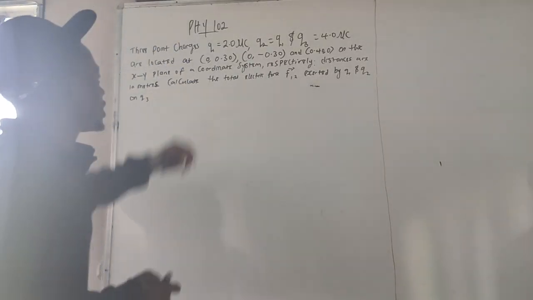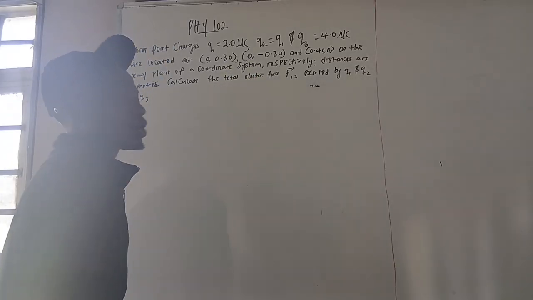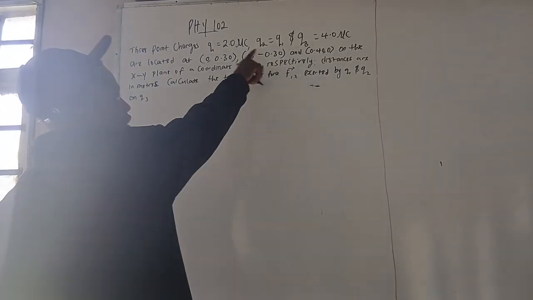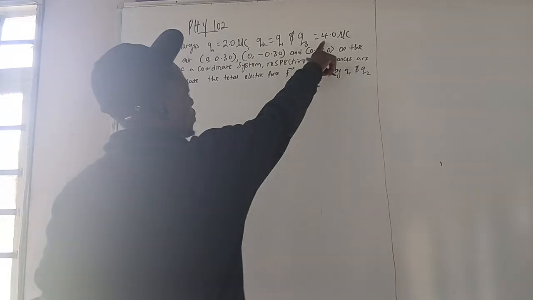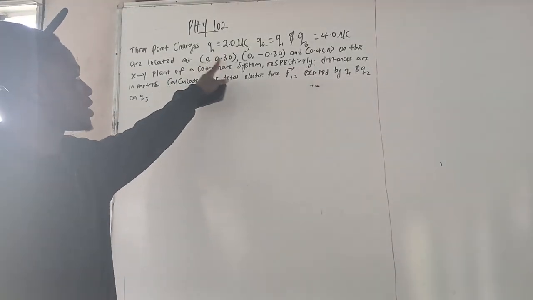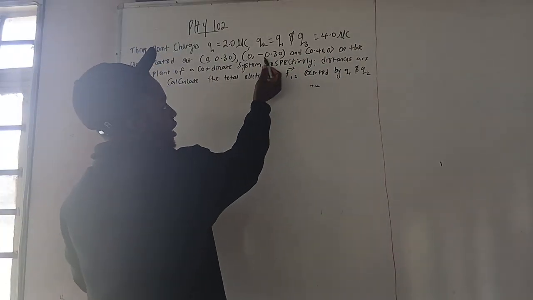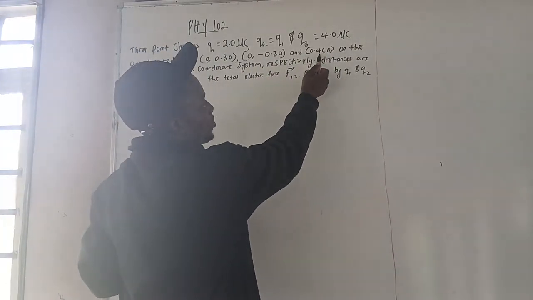Now, three point charges: Q1 equals 2.0 microcoulomb, Q2 equals Q1, and Q3 equals 4.0 microcoulomb, are located at the coordinates (x, y): (0, 0.3), (0, minus 0.3), and (0.4, 0).